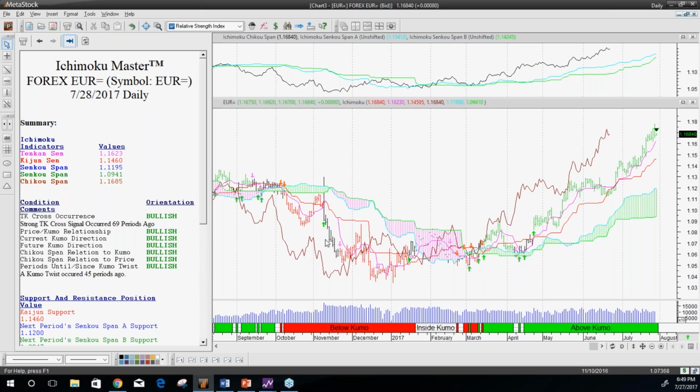So it's a matter of personal preference. I'm a lot newer to the Ichimoku method than Robert is. I actually learned about it as I was learning about his product and preparing my training video for his product.